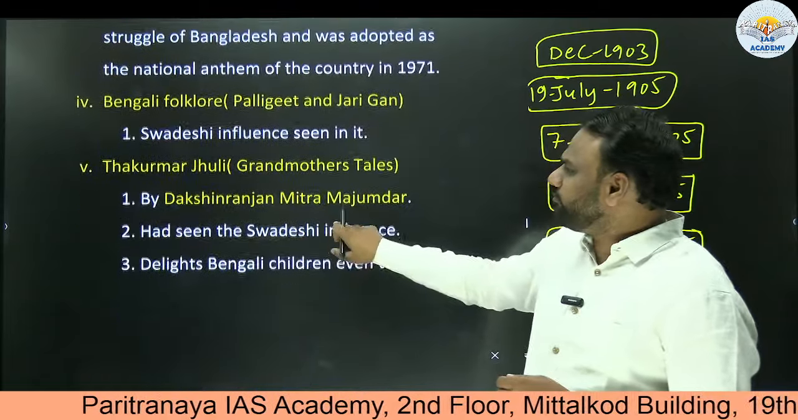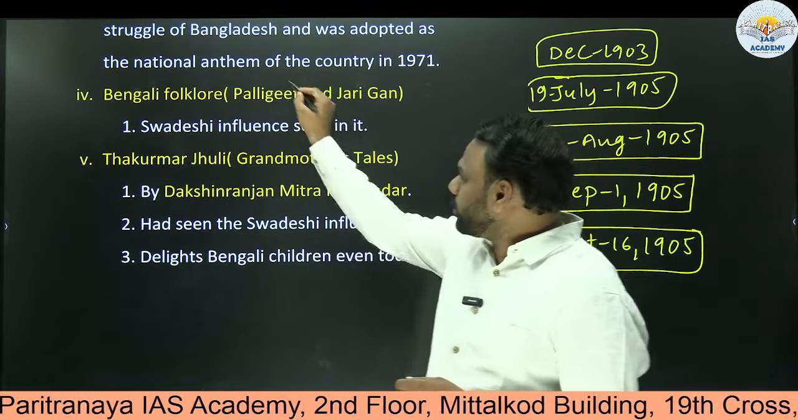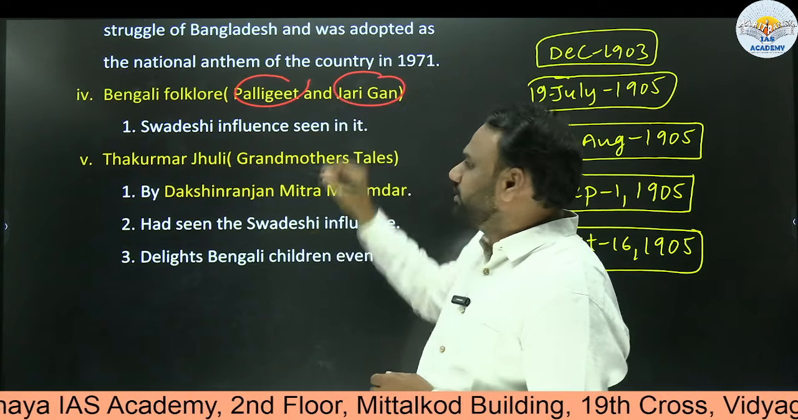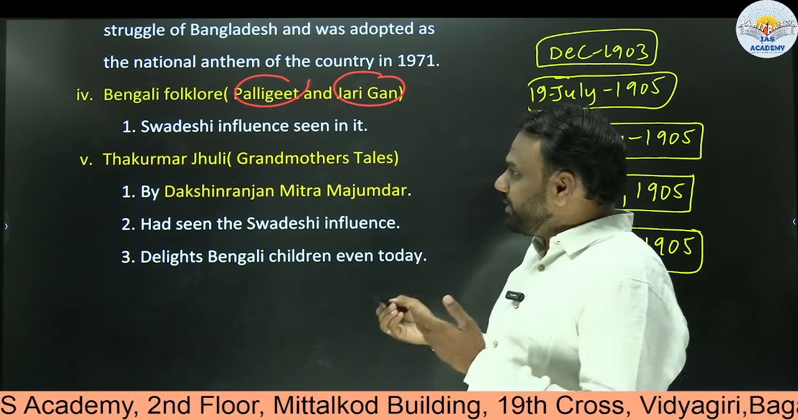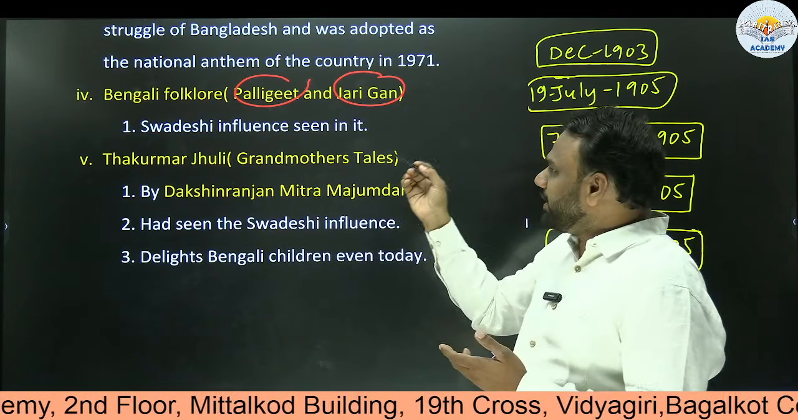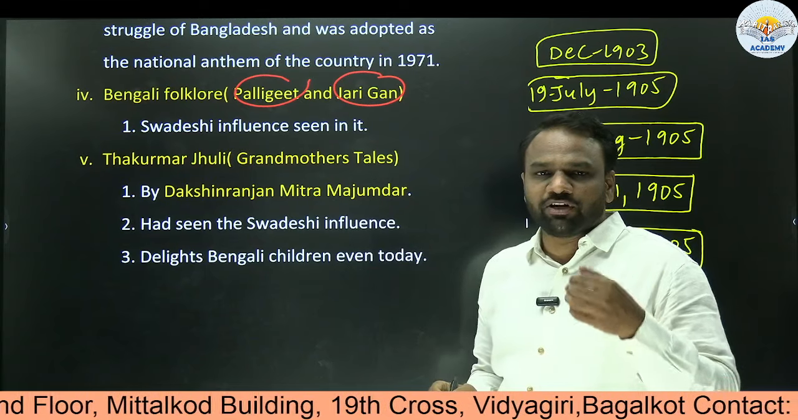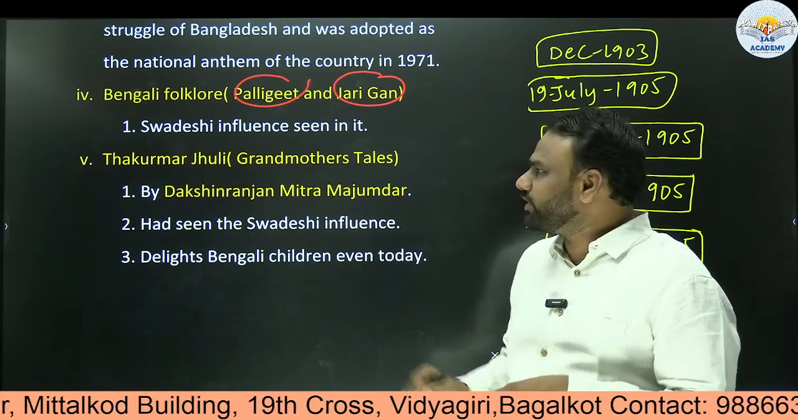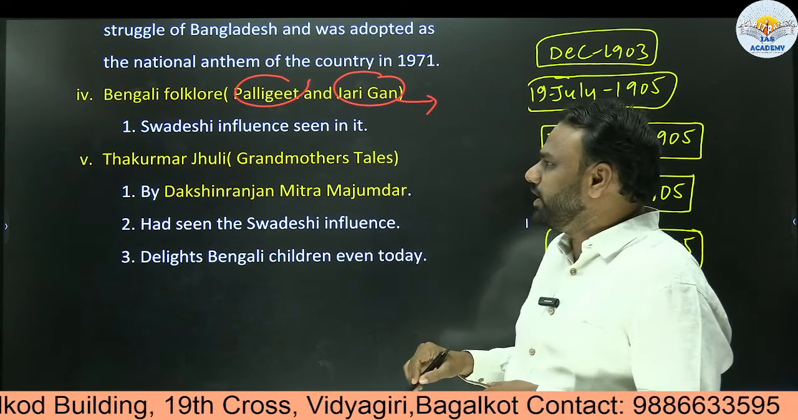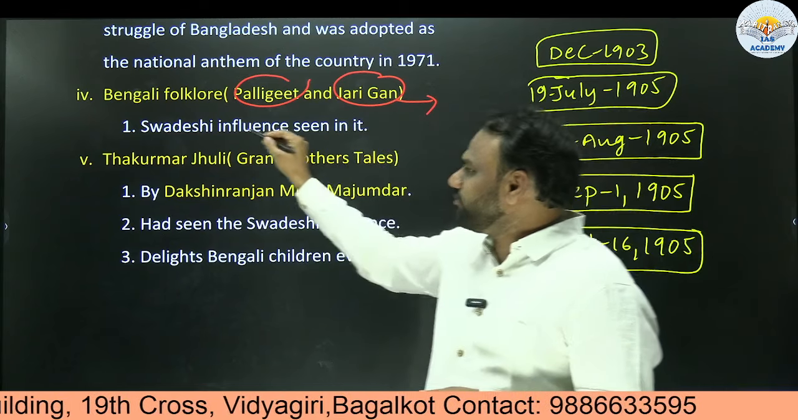Next, Bengali folklore or folk songs. Palli Geet and Jari Gan. UPSC can ask a question like this: Palli Geet and Jari Gan belong to the eastern part of India, western part of India, northern part of India, or southern part of India? It belongs to the eastern part of India. So even in these songs, we can see the influence of Swadeshi movement.